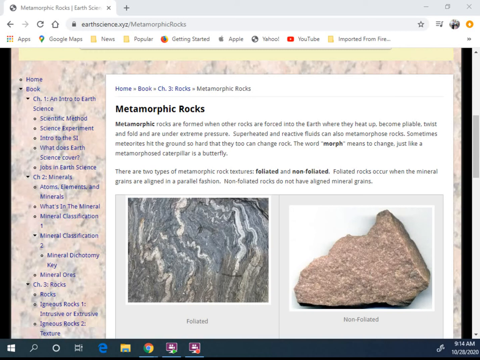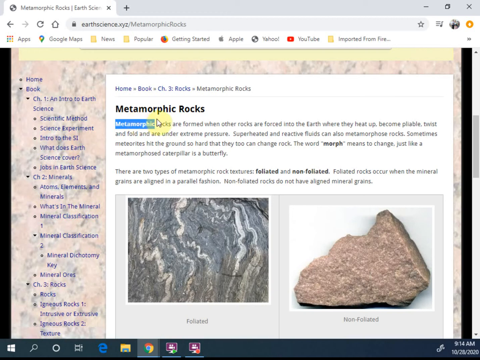We just finished igneous rocks. Today we are going to discuss metamorphic rocks, the second of the three different types of rocks. Alright, let's go ahead and begin. So what does a metamorphic rock mean? What does metamorphic mean? That means a great change.